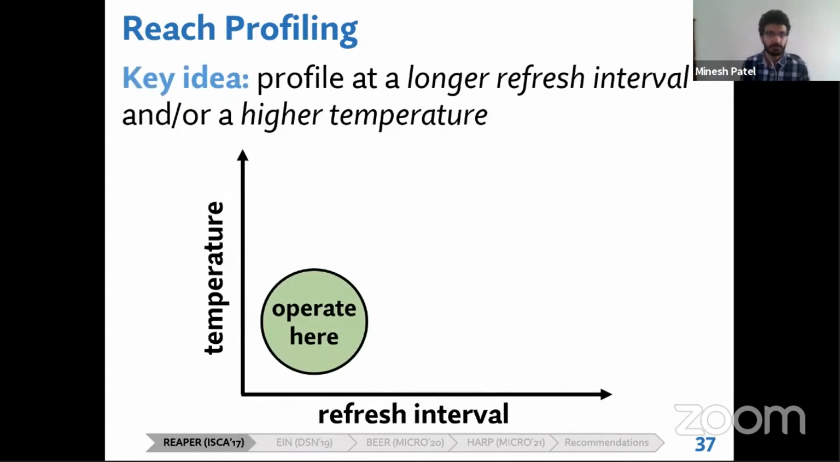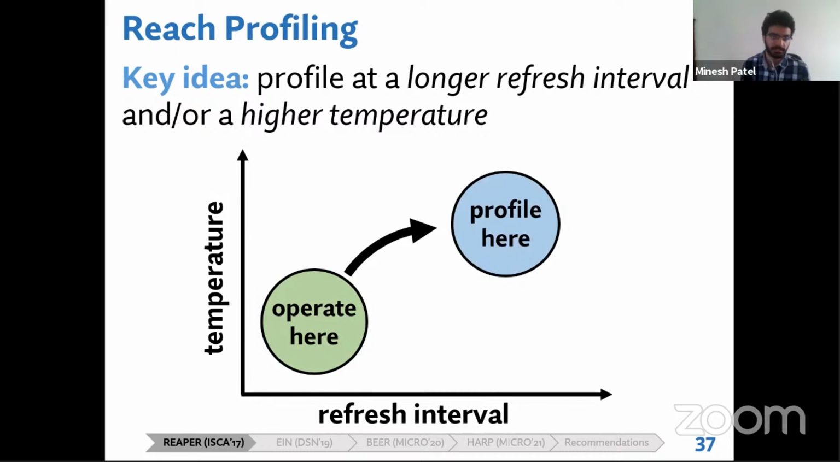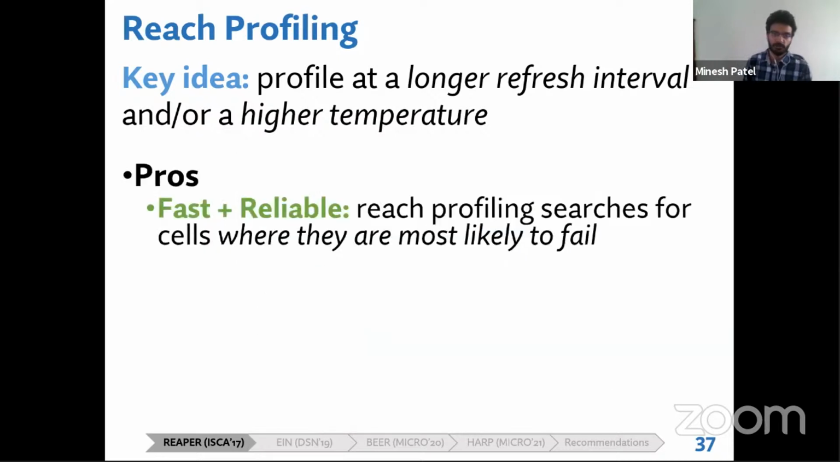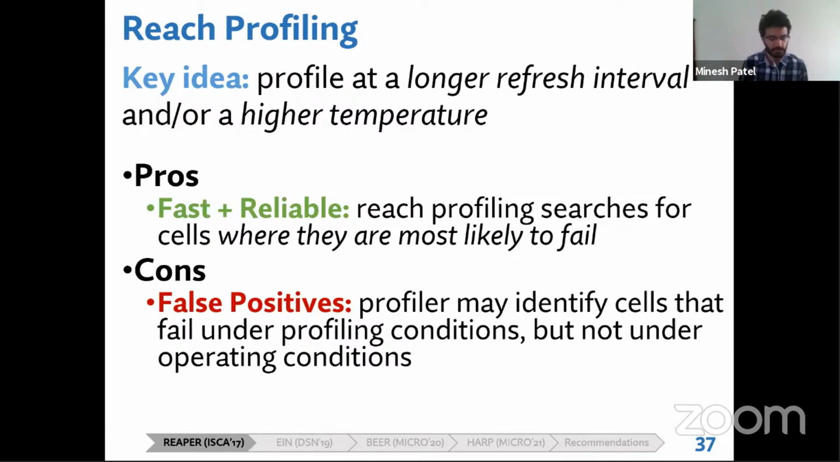Okay, so the key idea of reach profiling is to profile not at the desired operating conditions, but rather at a longer refresh interval and/or a higher temperature, where cells are more likely to fail. And so the pros of this approach are that it's faster and more reliable because we are profiling for failures where they're most likely to occur. However, we will also identify false positives, which fail under the profiling conditions, but do not fail under the operating conditions that we want to operate at.